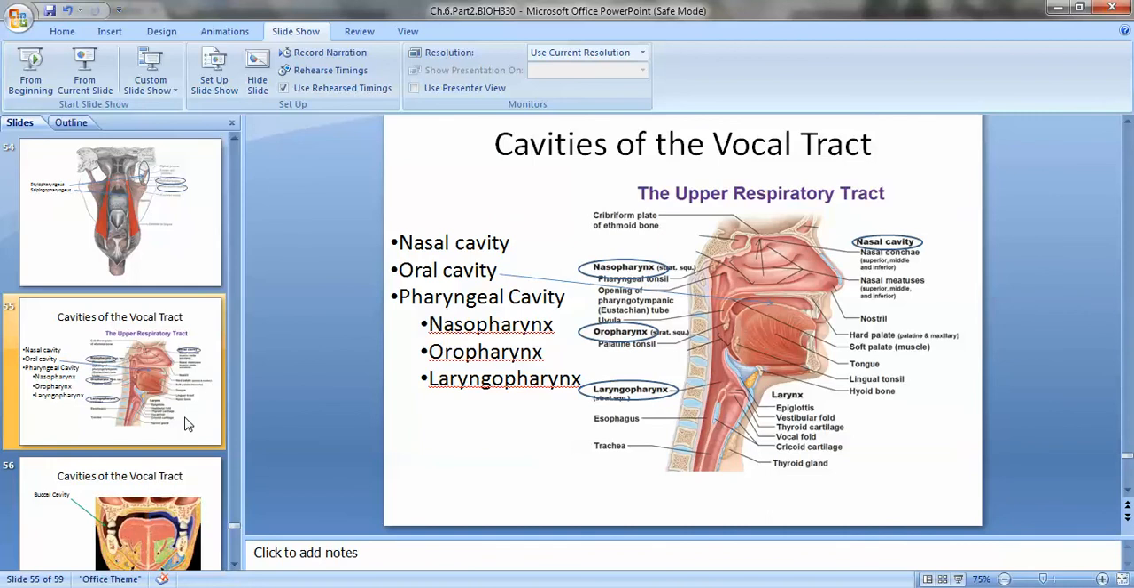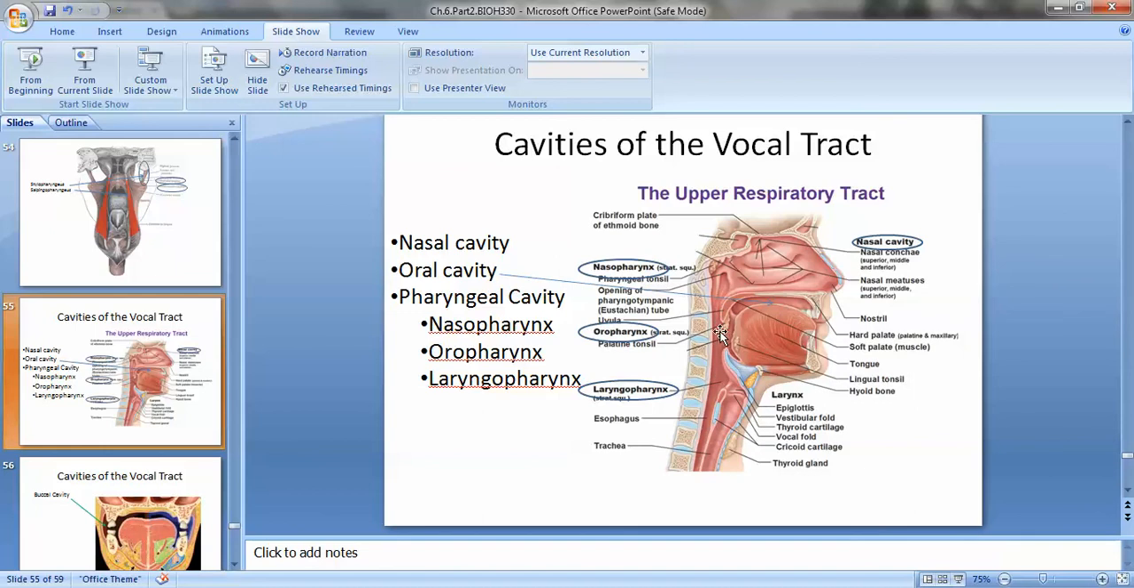All right, so here's cavities of the vocal tract. We have many of them. So here is your nasal cavity. So this is a mid-sagittal view. Here's anterior, here's posterior. Okay, so here's your hard palate. So this is your nasal cavity. This is your oral cavity. And then we break the pharynx, which is all this area down here.